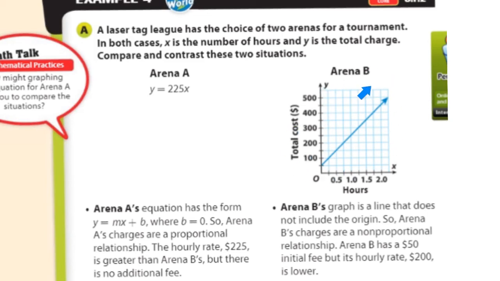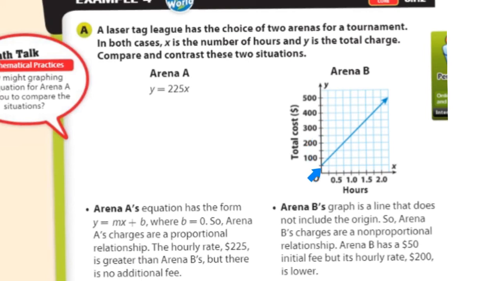On arena B, this graph does not start at the origin. It actually starts at 50. So at 0 hours, you're paying $50. So there's actually a fee associated with this problem. So if you go to the arena B, for 0 hours, you're paying $50. And then you see they have quarter hour, a half hour, 3/4 of an hour, 1 hour. So for 1 hour, they're charging, excuse me, $250.